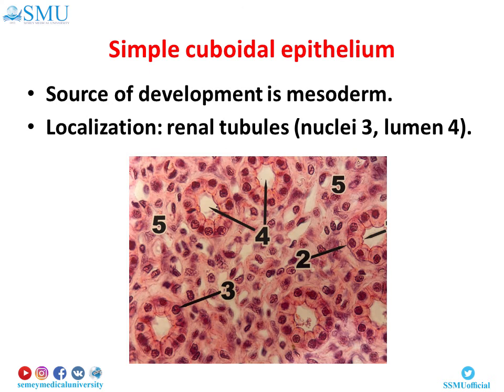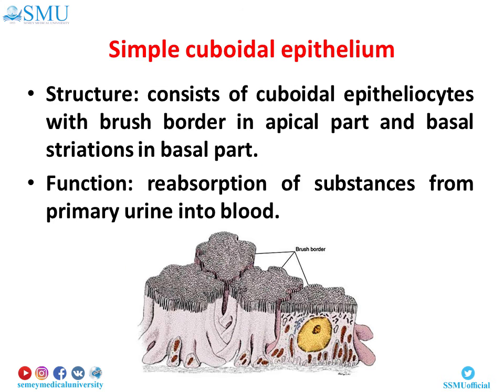Simple cuboidal epithelium. Source of development is mesoderm. Localization, renal tubules. In this slide you can see numerated by 4 lumens of renal tubules and numerated by 3 their nuclei. Structure consists of cuboidal epitheliocytes with brush border in apical part and basal striations in basal part. Function, reabsorption of substances from primary urine into blood.